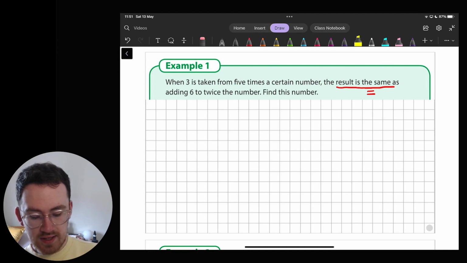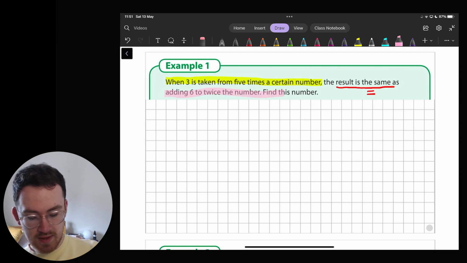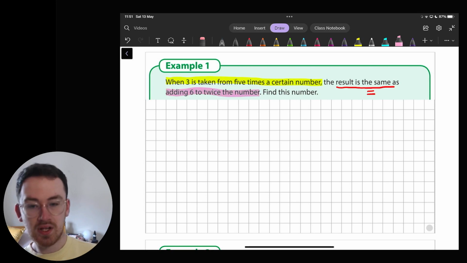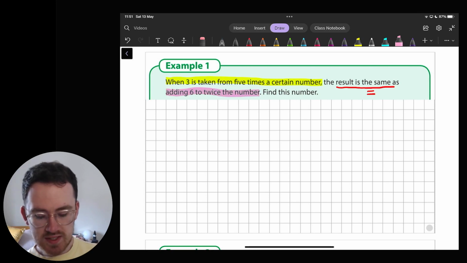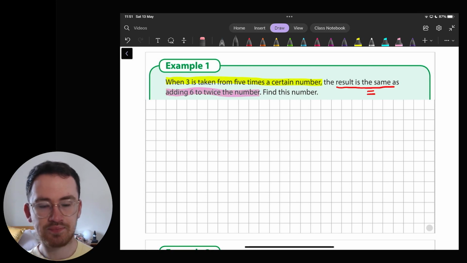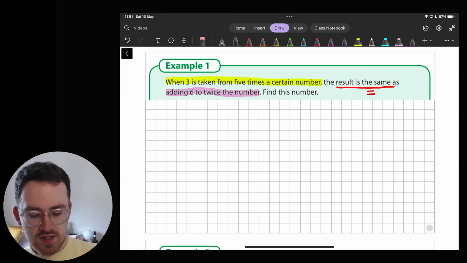And what it means really is that the first part here that I'm marking in yellow is going to be equal to, or the same as, the second part here that I'm marking in pink. So we're going to break these down and take them one at a time. We're going to focus on the yellow first. Now I said that we have to let x be the unknown, this number that we don't know. So they're telling us a certain number.